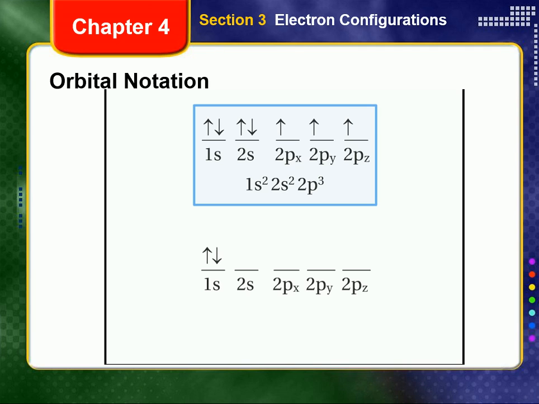Look at the superscripts for each orbital in the electron configuration. The superscripts indicate the number of electrons in a given orbital. We add arrows to show these electrons. Once all the electrons have been placed, the orbital notation is complete.